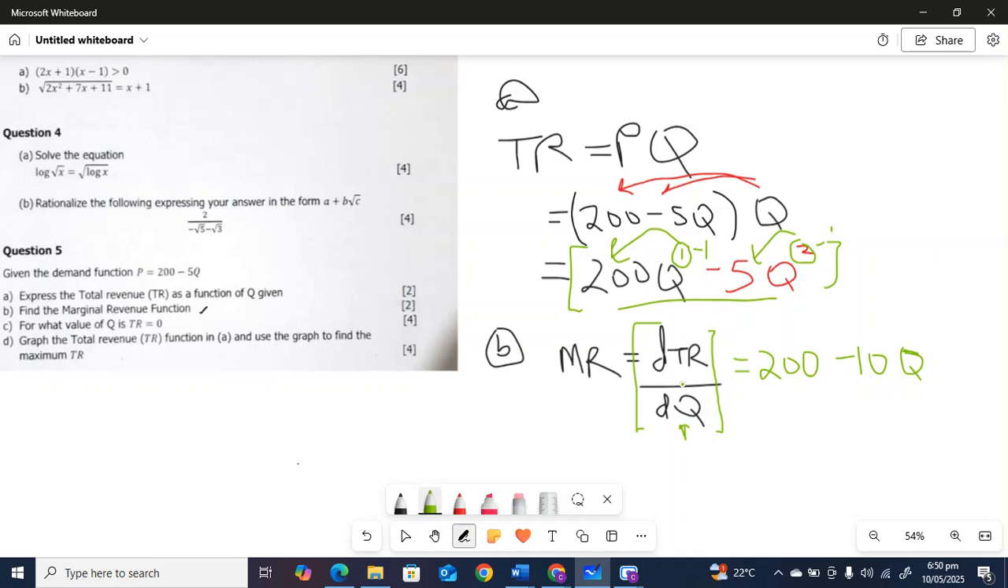Then marginal revenue. Colleagues, what does marginal revenue mean? Yes, it's the additional revenue that you get when you sell one more good.